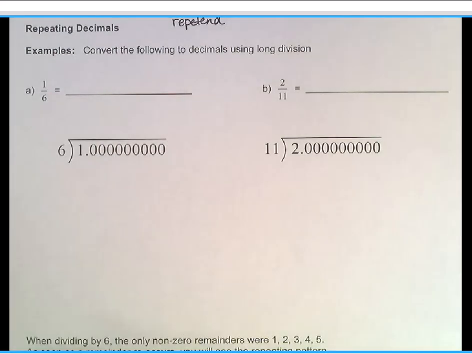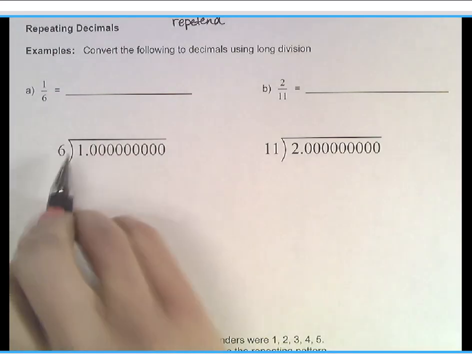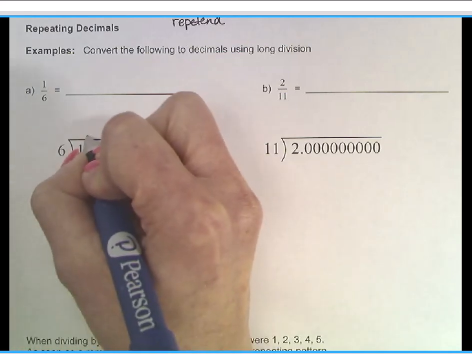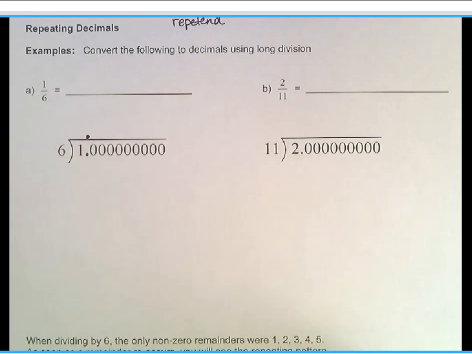1 divided by 6, so I'm going to do long division. I need to put my decimal up here for my quotient, and then I need to have a whole bunch of zeros because I don't know how big this repeating pattern is going to be. So you just have to start dividing to find out. If you have a little handheld calculator like I use this one, it helps when you're doing this.